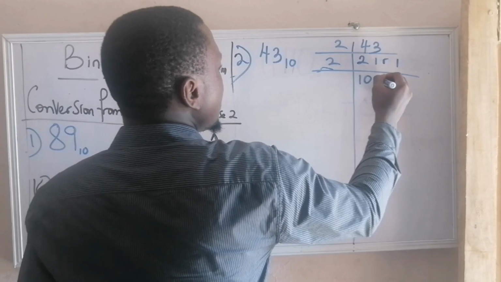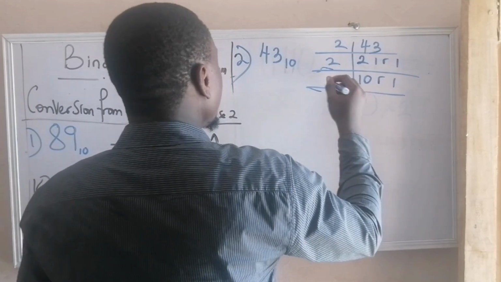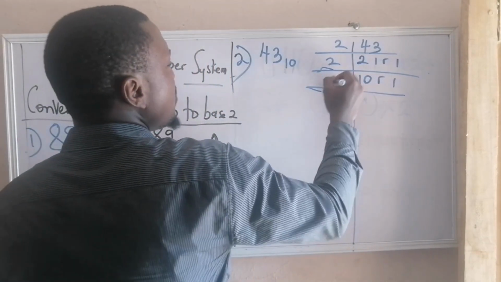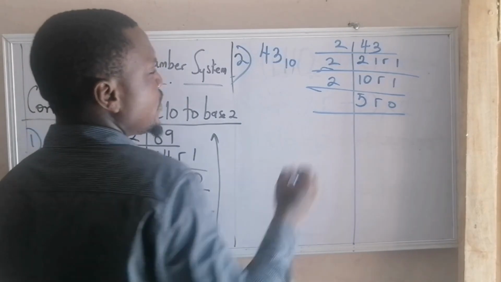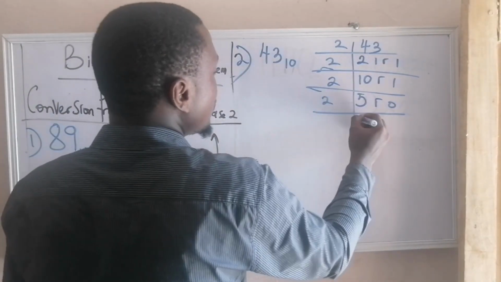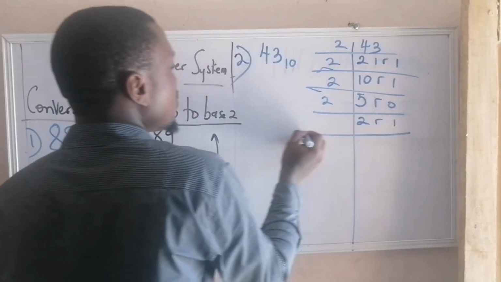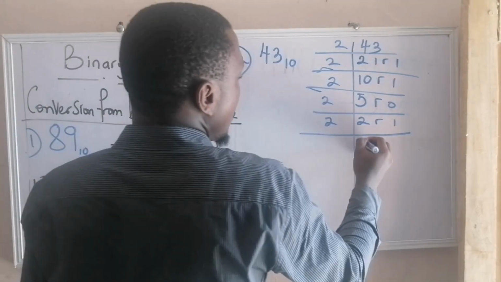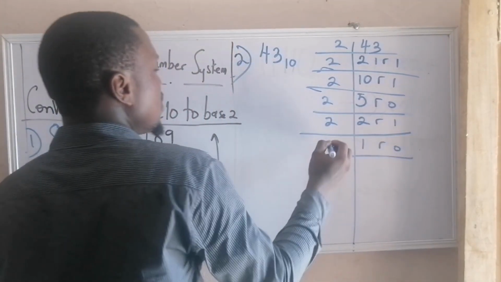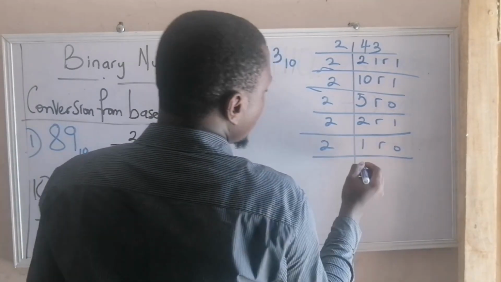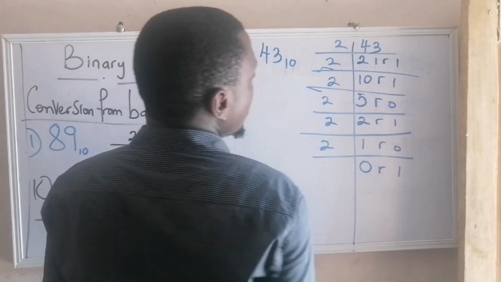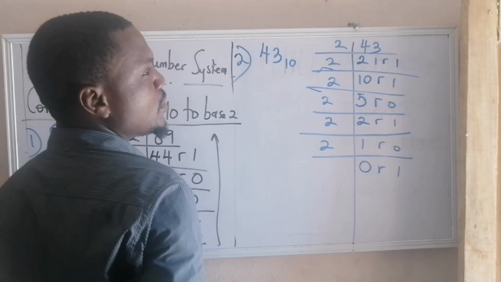That's 10. Remainder 1. 2 in 10, that will be 5. Remainder 0. 2 in 5, that will be 2. Remainder 1. 2 in 2, that will be 1. Remainder 0. Now, can 2 go in 1? No. You stop when you get to 0. 2 in 1 is 0, so you write 0. Remainder 1. So how do you write your numbers?